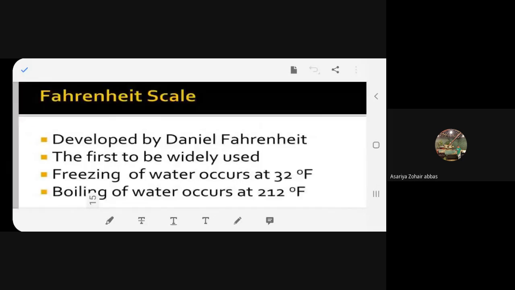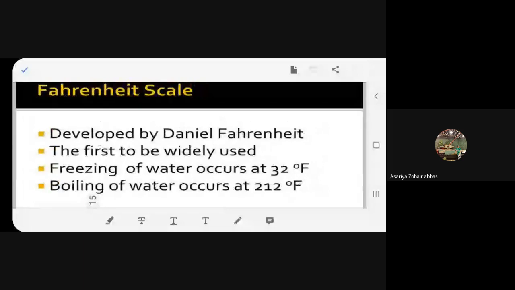Thank you. Now we are going to work with the Fahrenheit scale. Who was the one who made this scale? Daniel Fahrenheit. This was the scale that was used very widely earlier. Freezing of water according to this scale was 32 degrees Fahrenheit. Boiling of water is 212 degrees Fahrenheit. Is this clear? Did you understand the slide?